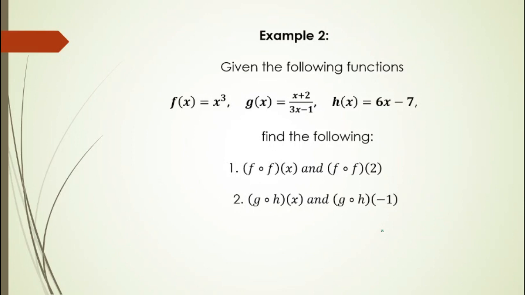Next, for the example number 2. So, dito meron tayong 3 given functions. So, given the following functions, f of x, which is x cubed, g of x is (x plus 2) over (3x minus 1), and h of x is equal to 6x minus 7, we need to find the following. So, dito, binigyan na ng value yung x. So, kailangan nating hanapin yung f of x, and then, kailangan nating i-substitute yung value ng x. So, for the number 1, we have positive 2, and for the number 2, we have negative 1.